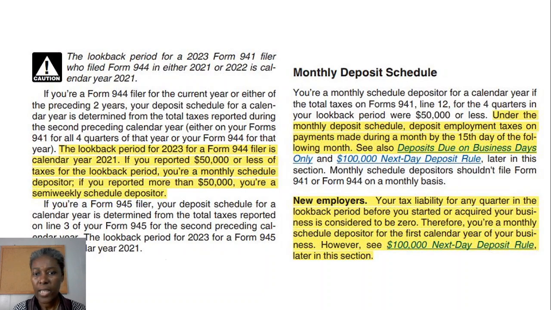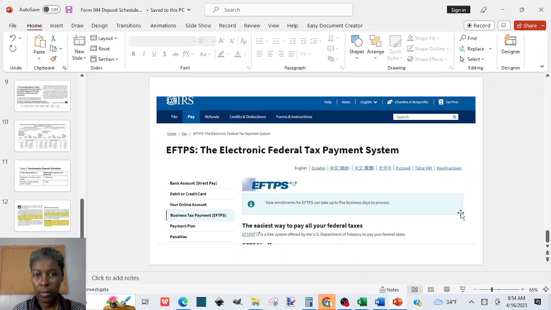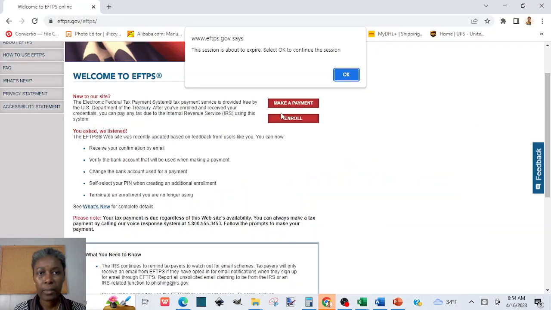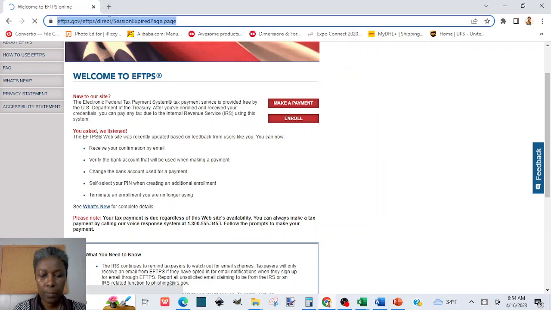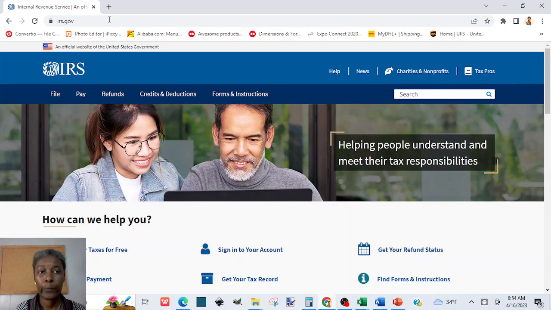And yeah, you can read more about it in the IRS publication. So let's go to the IRS website. Let's just type irs.gov. So how do you make those deposits?